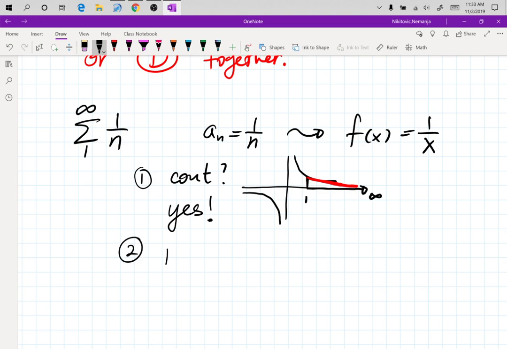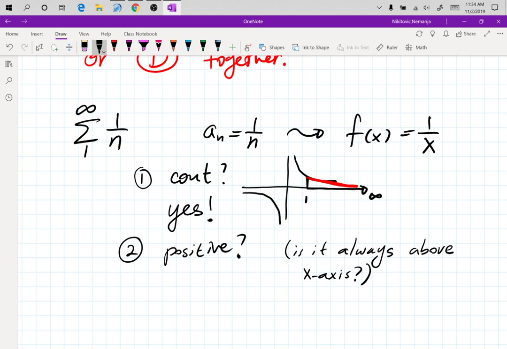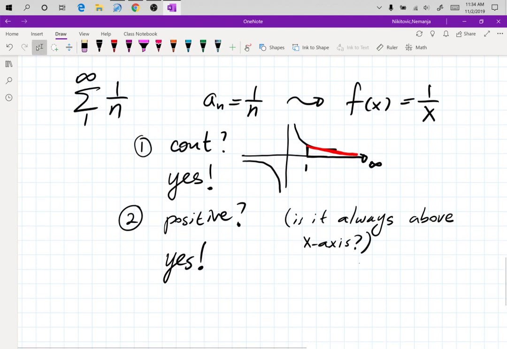Number 2, positive. That means, is it always above the x-axis? And the answer is clearly yes, because you can see that it's always above the x-axis. It will never cross the horizontal, which is y equals 0. Number 3, is it decreasing?